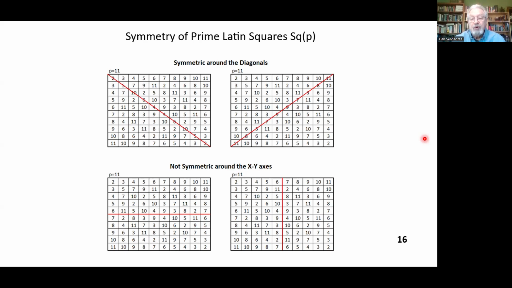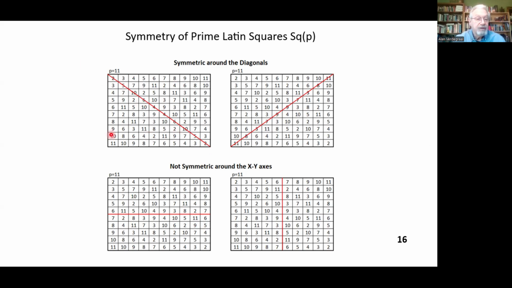These squares for both prime and composite numbers have some interesting symmetry properties. The squares are always symmetric on both diagonals. We can fold the square on its diagonal and the numbers match up. This example is for SQ11. Notice that the numbers mirror each other on either side of the diagonal.